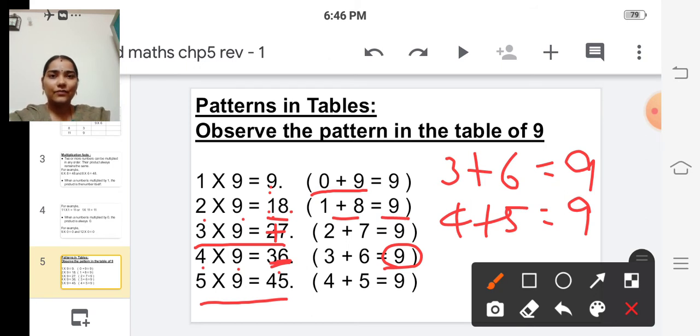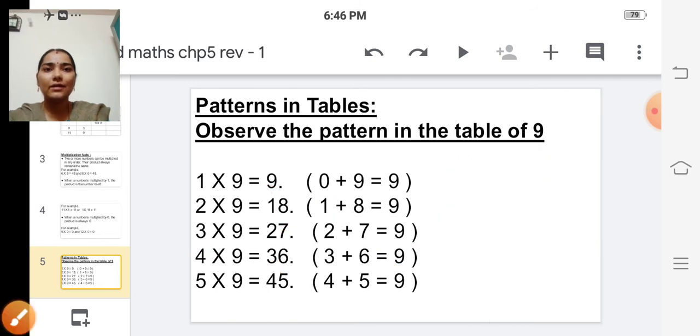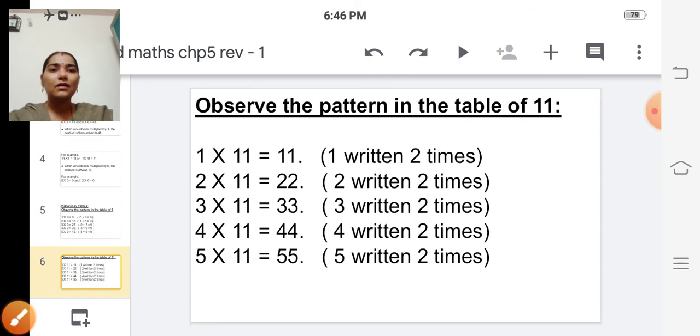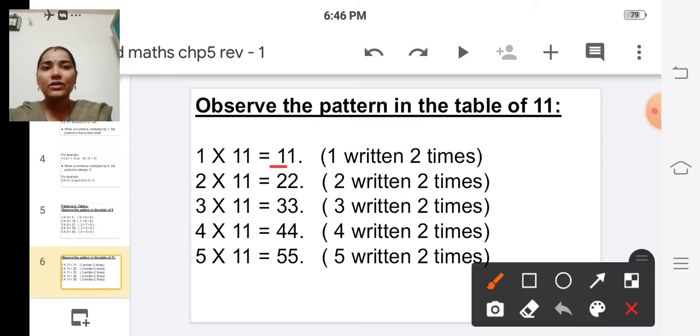Okay. So shall we see one more pattern? Here, observe the pattern in the table of 11. See, 1 11s are 11. Here, 1 is written 2 times. Okay. The next one is 2 11s are 22. Here, 2 is written 2 times.